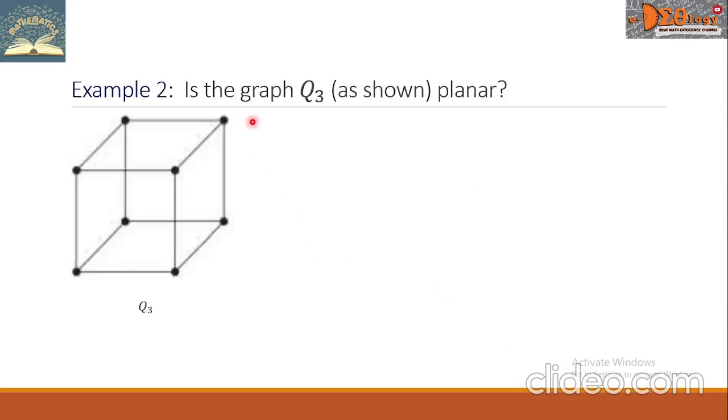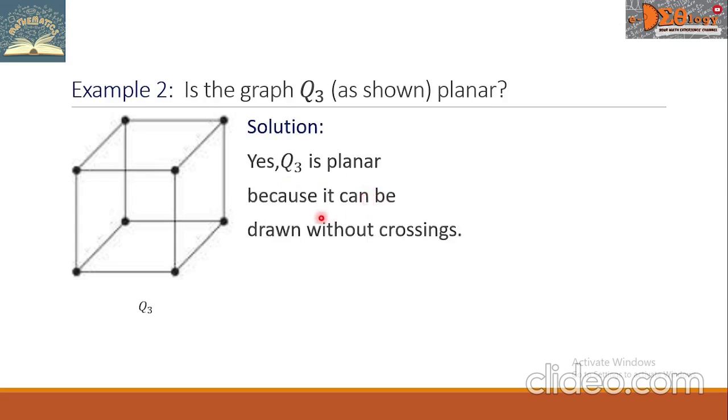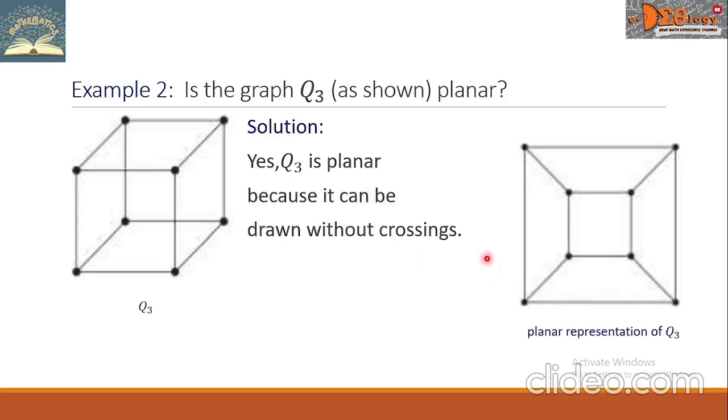Example 2. Is the graph Q sub 3 as shown here planar? The answer is yes. Q sub 3 is planar because it can be drawn without crossings. This is now the planar representation of Q sub 3.